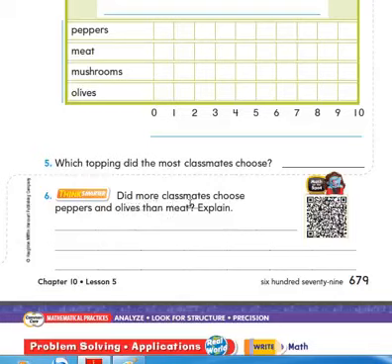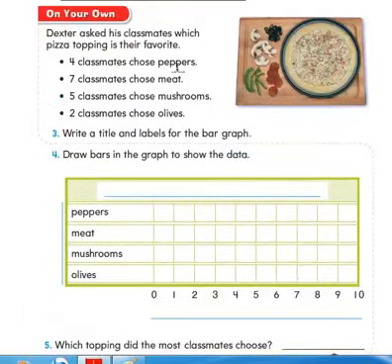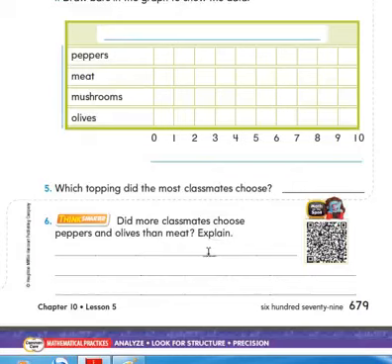Number 6, did more classmates choose peppers and olives than meat? So I have to think how many classmates choose peppers and olives together. Yes, I have to add them together at first. Peppers and olives here, 4 plus 2, they are 6. So is 6 more than the classmates which choose meat? No, 6 is smaller than 7, right? So it will be no, because 6 is smaller than 7.